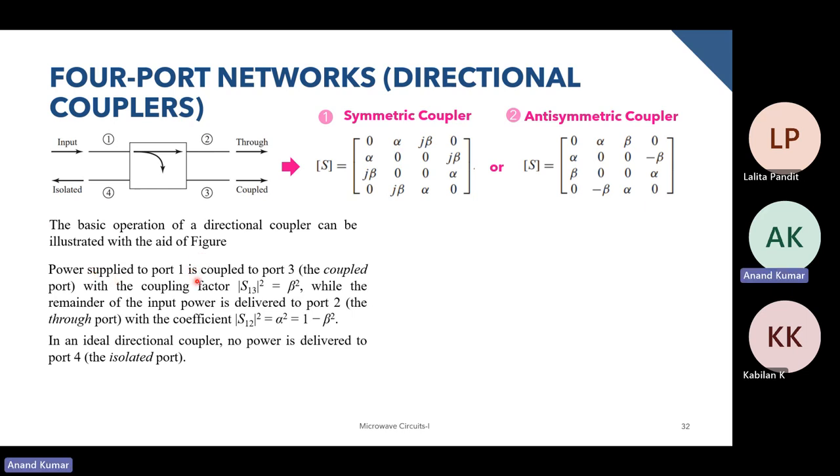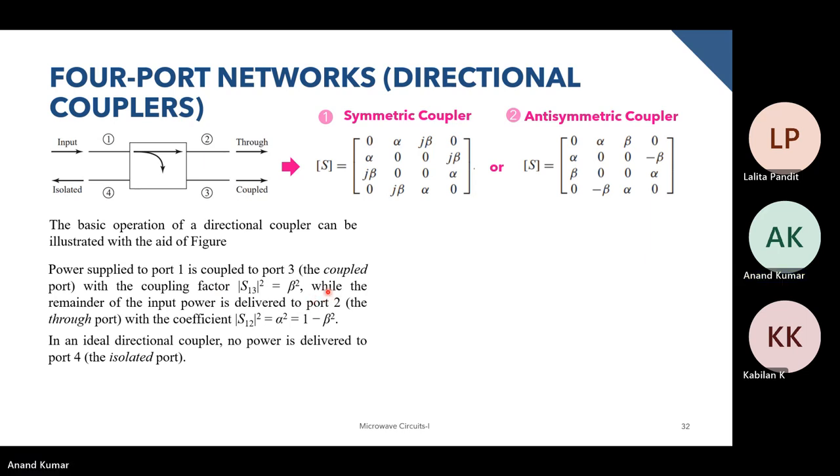The power supplied to port 1 is coupled to port 3, hence it is called the coupled port, and the coupling factor is S13 equal to beta square. If you look at the first row over here, whatever power we send from port 1, nothing is reflected back. Since it is matched, S11 is 0. S12 is the through port. If we send some power over here, we get alpha power received at the through port, and beta power is coupled to port 3. Port 4 is not receiving any power since it is isolated, so it is 0 again over here.